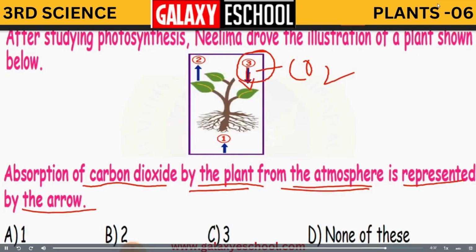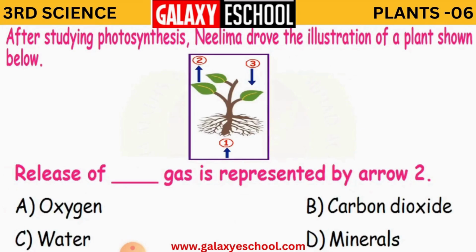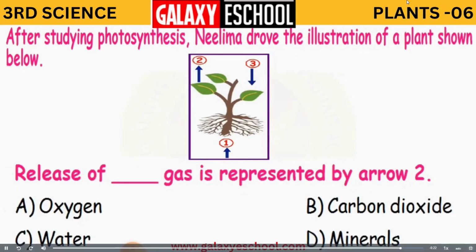You can see the arrow mark towards the downside where the plant is absorbing this air. Okay, so 3 is the correct answer, C option. Clear, children? Again the same picture. Now what do we have to identify?